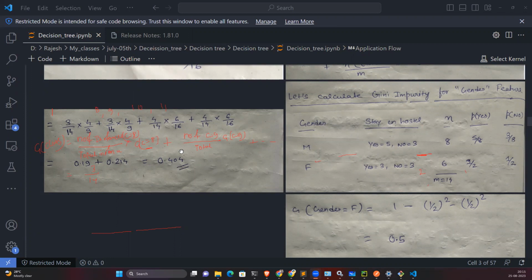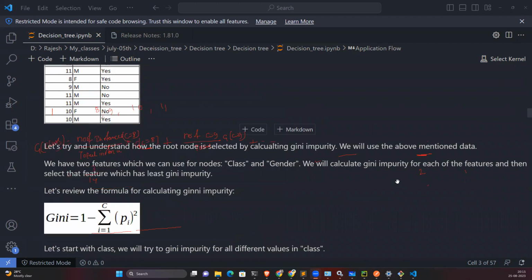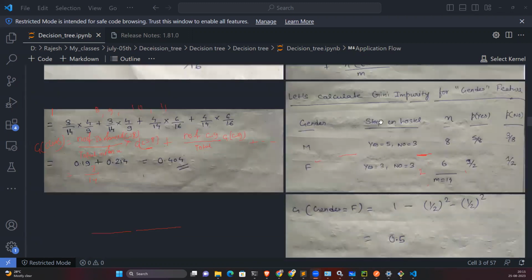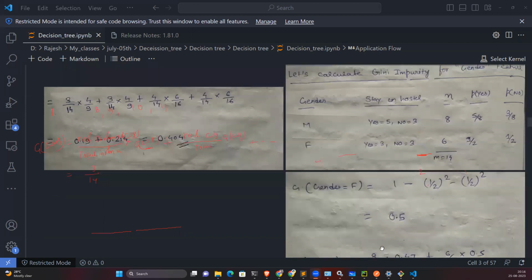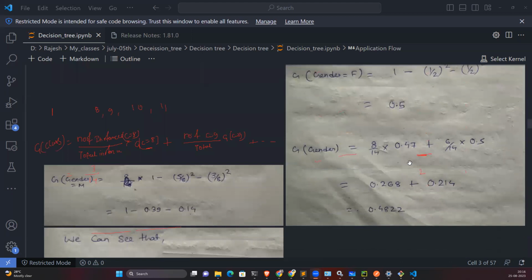Cool. Now similar things we are going to do for the other feature, which is called gender. So again, come to this point, and for gender we have male and female. Out of male, how many are staying in hostel? 5, not staying in hostel, 3, and the total is 8. Similarly for female, 3 are staying in hostel, 3 are not staying in hostel. And we can calculate the probability of yes and no, right? And we can calculate the Gini indexing for female and for male like this.